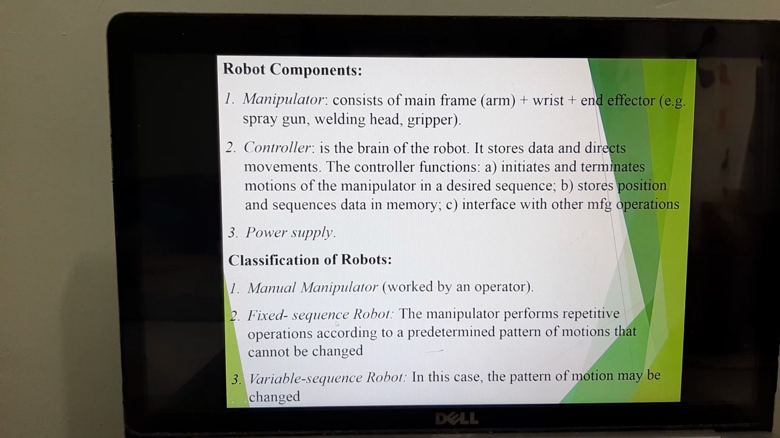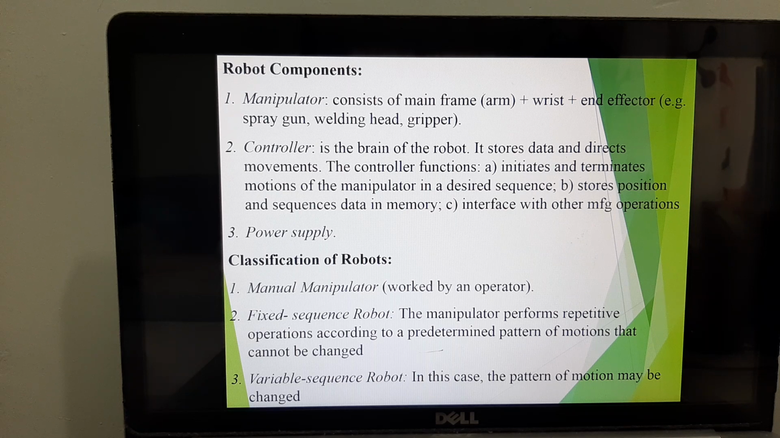So what is a robot made of? A robot is made out of a manipulator or mainframe, wrist and effector. The controller is the brain of the robot. The controller is your control program, like I told you, we did it in the last chapter. Controllers are very expensive.